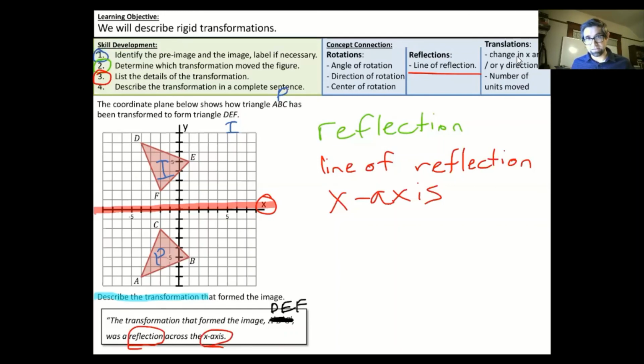Okay, so if you haven't watched the other videos, there's a video on translations, and then there's also a video on rotations. If you're confused on what those are, watch the concept video on describing rigid transformations.